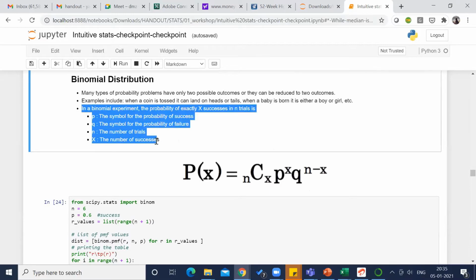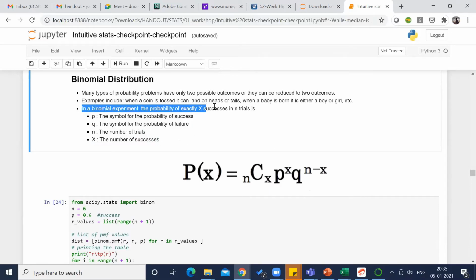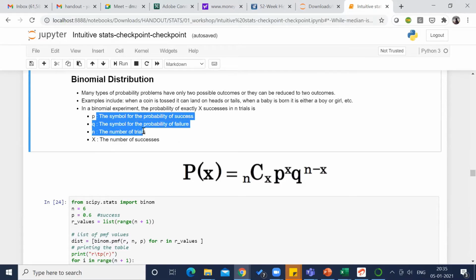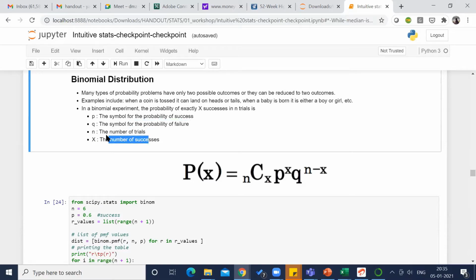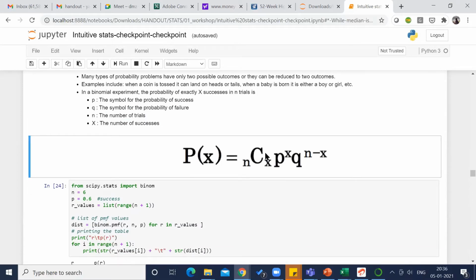If you take this example, in a binomial experiment, the probability of exactly X successes, or you can say exactly X heads in N number of trials while tossing a coin, then this P represents the probability of success, probability of failure is Q, number of trials is N, and the number of heads is X. And the probability of X heads coming is NCX P raised to the power X, Q raised to the power N minus X. So this formula basically represents a binomial distribution.